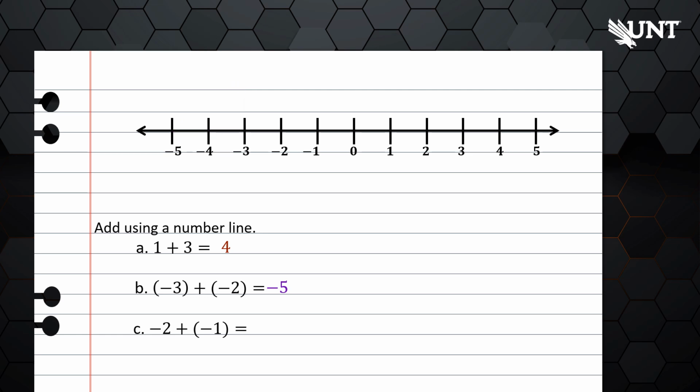All right, we're ready for C, which begins at negative 2. And it says negative 2 plus negative 1. Because of the negative 1, that means we travel to the left 1 unit. And when we do, we end at the value of negative 3.